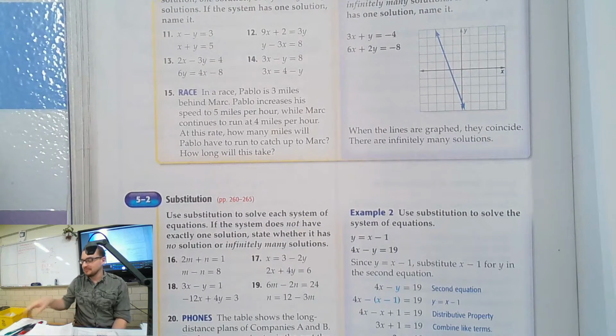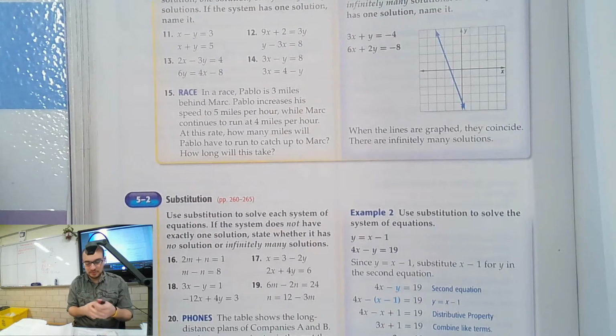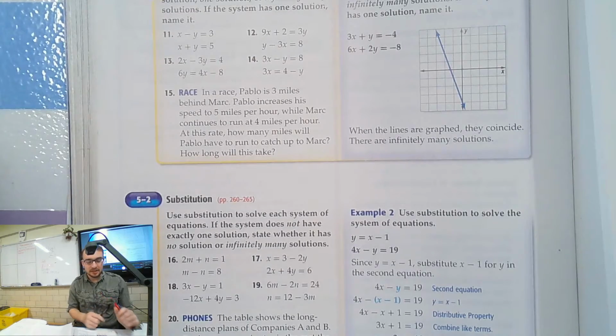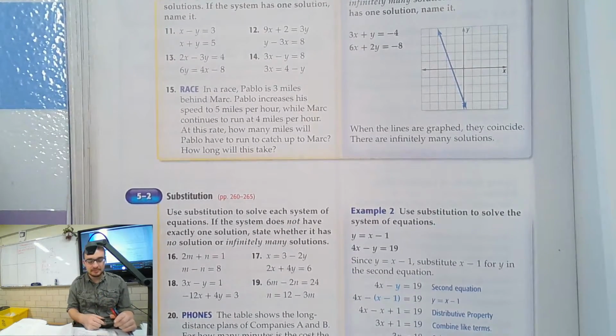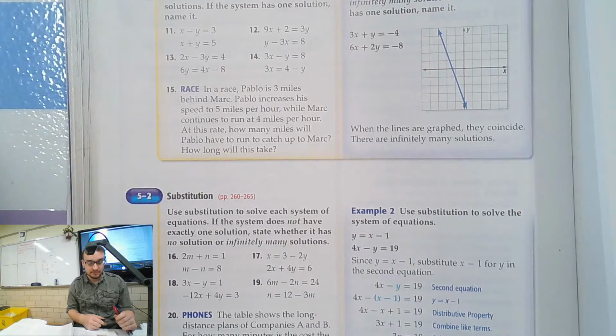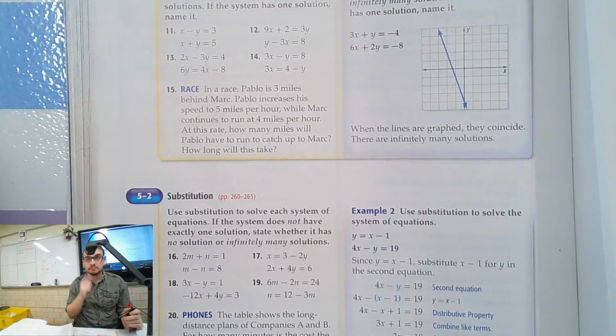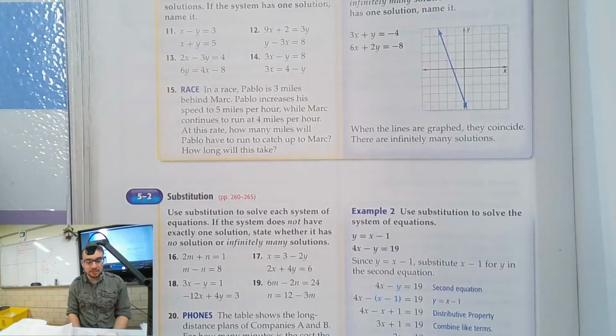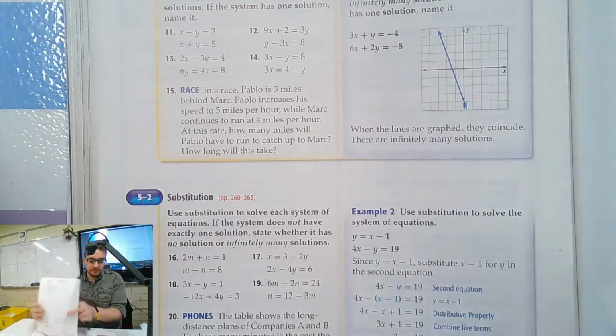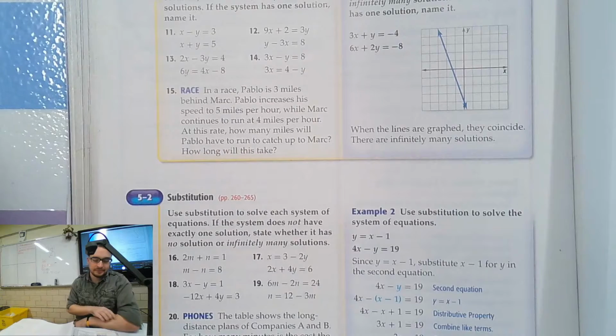All right, let's set it up. Who wrote this book? Phrasing. All right. Pablo is 3 miles behind Mark. How do we write that? Pablo increases his speed to 5 miles per hour, while Mark continues to run at 4 miles per hour, right? So what are our variables? What are the things we don't know? This one's tough. We don't know how fast they're going now, but we do know how fast they will be going, right?